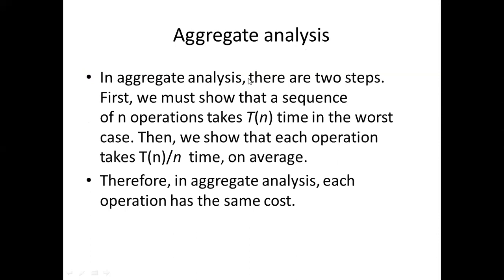In aggregate analysis, two steps are considered. We must show that a sequence of n operations takes T(n) time in the worst case. Then we show that each operation takes T(n)/n time on average. So what is the meaning of this?